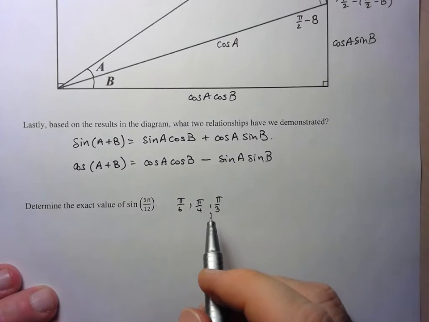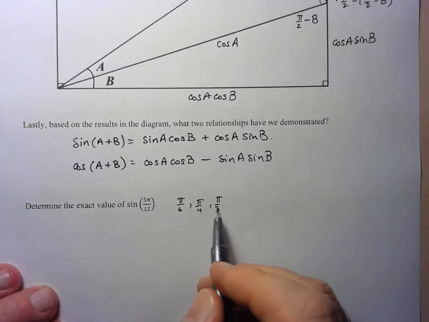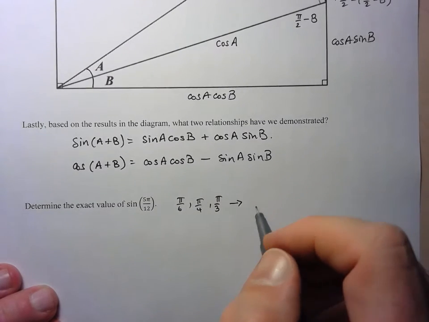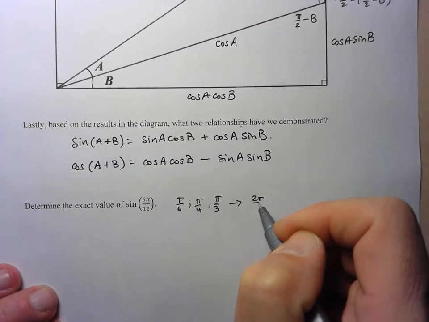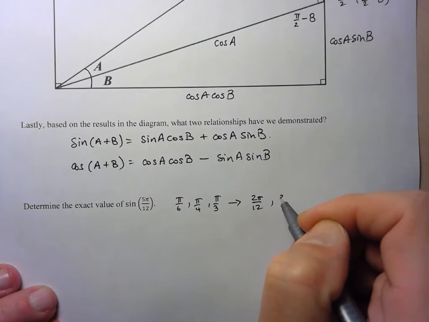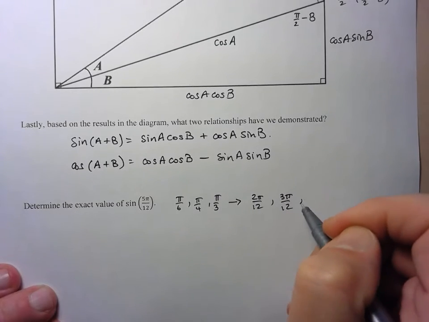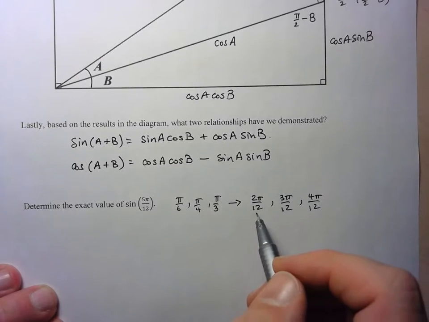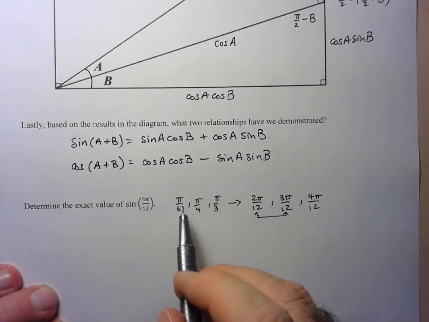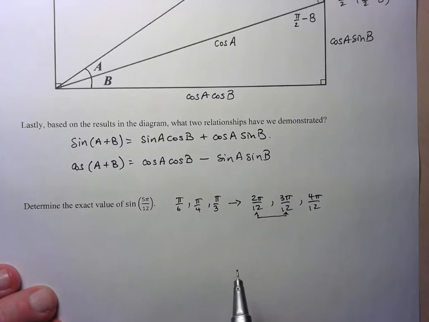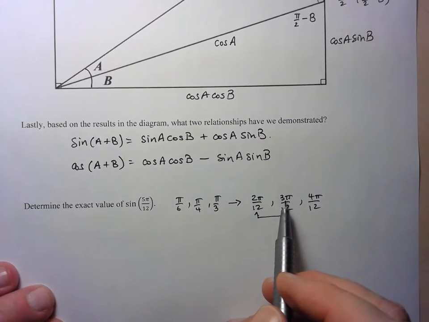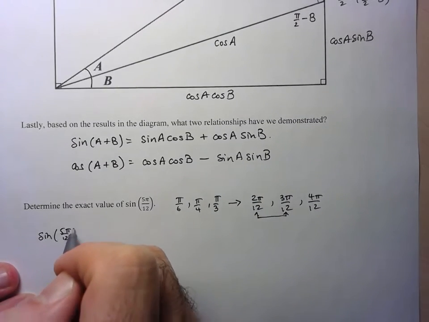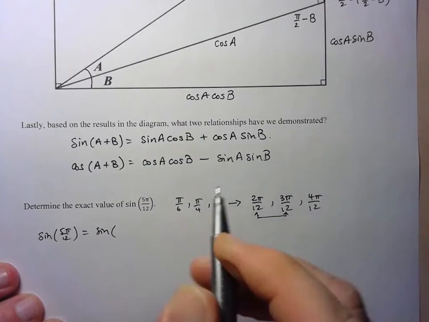But in order to find these connections, it's a lot easier if I work with the same denominators. So let's change these all into denominator 12. This is 2 pi over 12. Okay, this is 3 pi over 12, and the last one is 4 pi over 12. And what I realize is that 5 pi over 12 can be written as the sum of pi over 6 plus pi over 4. Okay, because that's 2 pi over 12 plus 3 pi over 12 gives me 5 pi over 12. So I can rewrite this angle as the sum of two special angles.